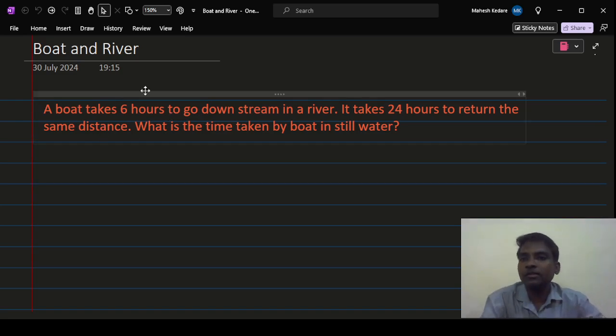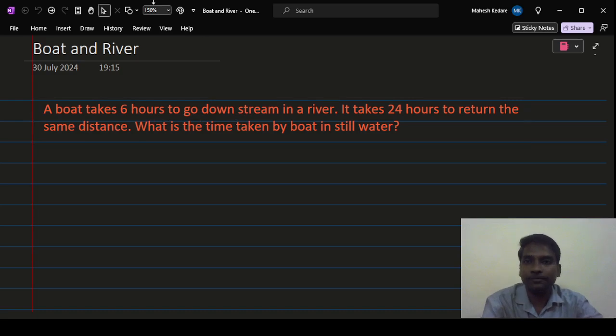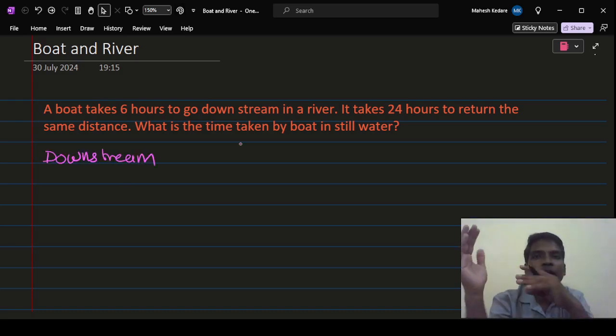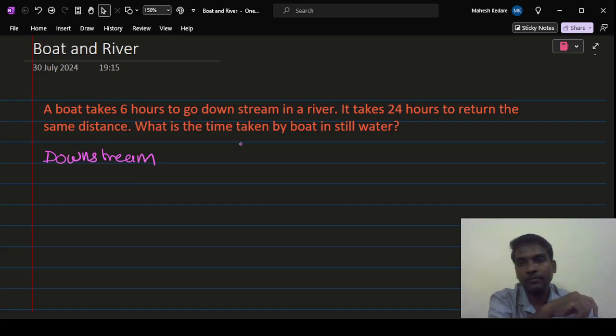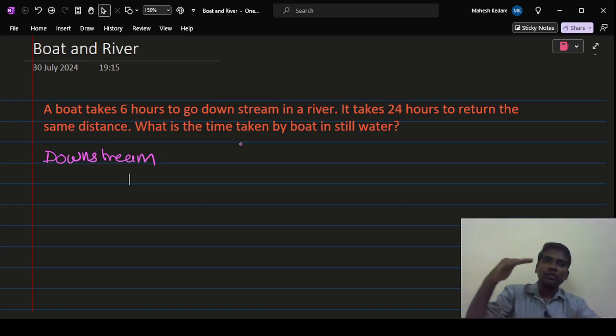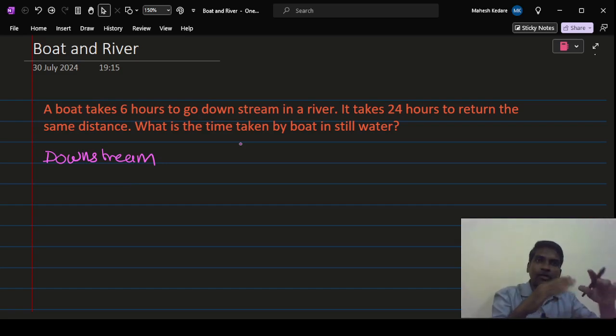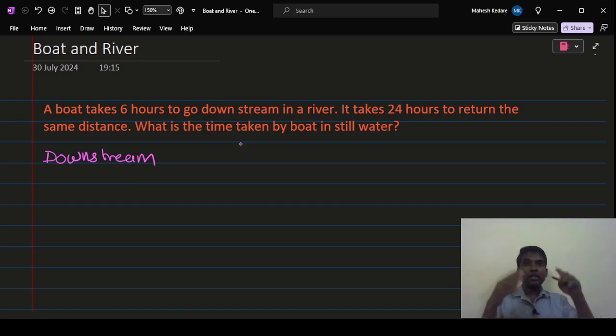Let's first discuss the motion in downstream. Boat going downstream means the direction of boat motion is the same as the direction of river flow. So river and boat, they both move in the same direction. Now the river is already flowing and on the river the boat is traveling. So when we view the boat from ground, we see the boat traveling on a flowing river.